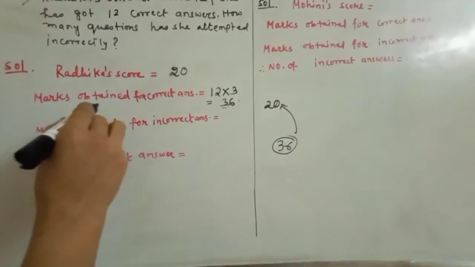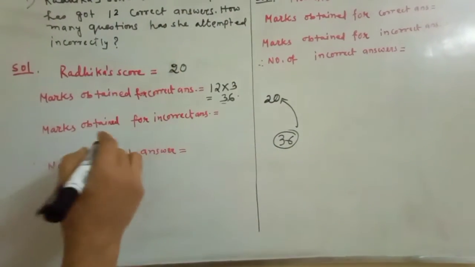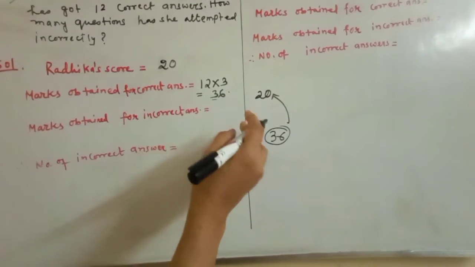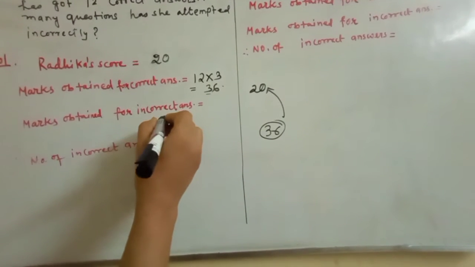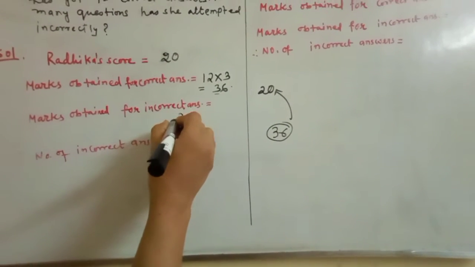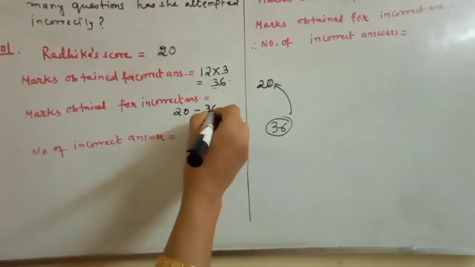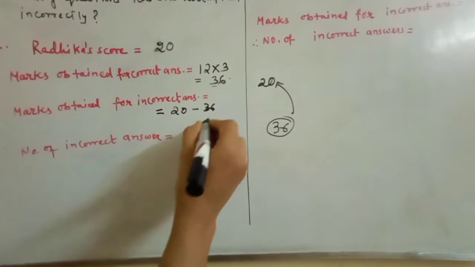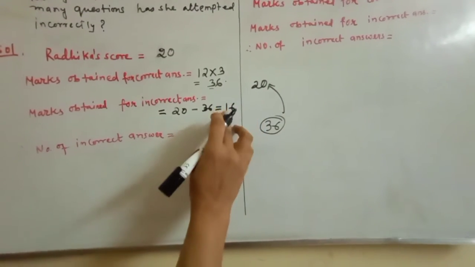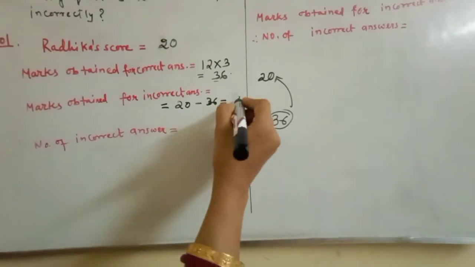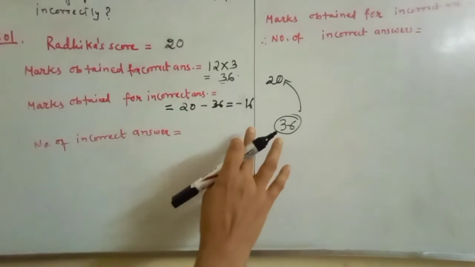Now, marks obtained for correct answers is 36, but the final marks is 20. So the marks obtained for incorrect answers, that means the marks that have been deducted. How much marks has been deducted? Because the final marks is 20, the marks deducted is 20 minus 36. That means it is 16, and the larger number's sign is on 36, so minus 16. Is it clear?